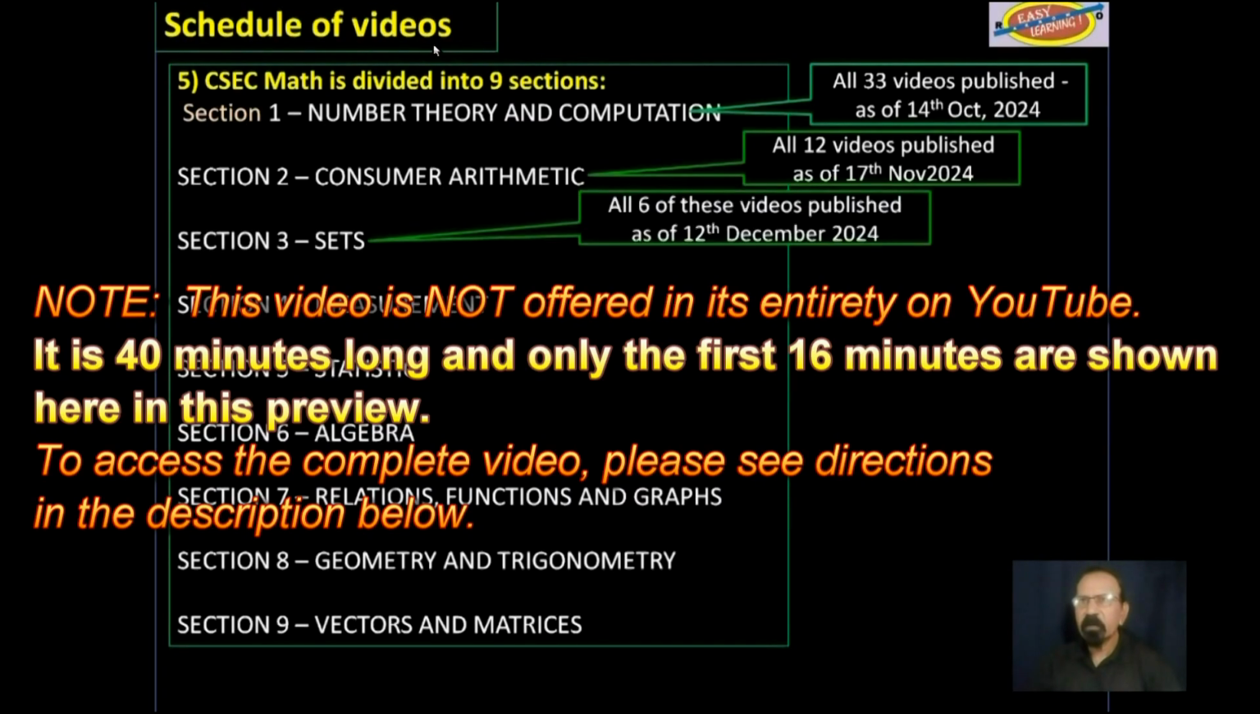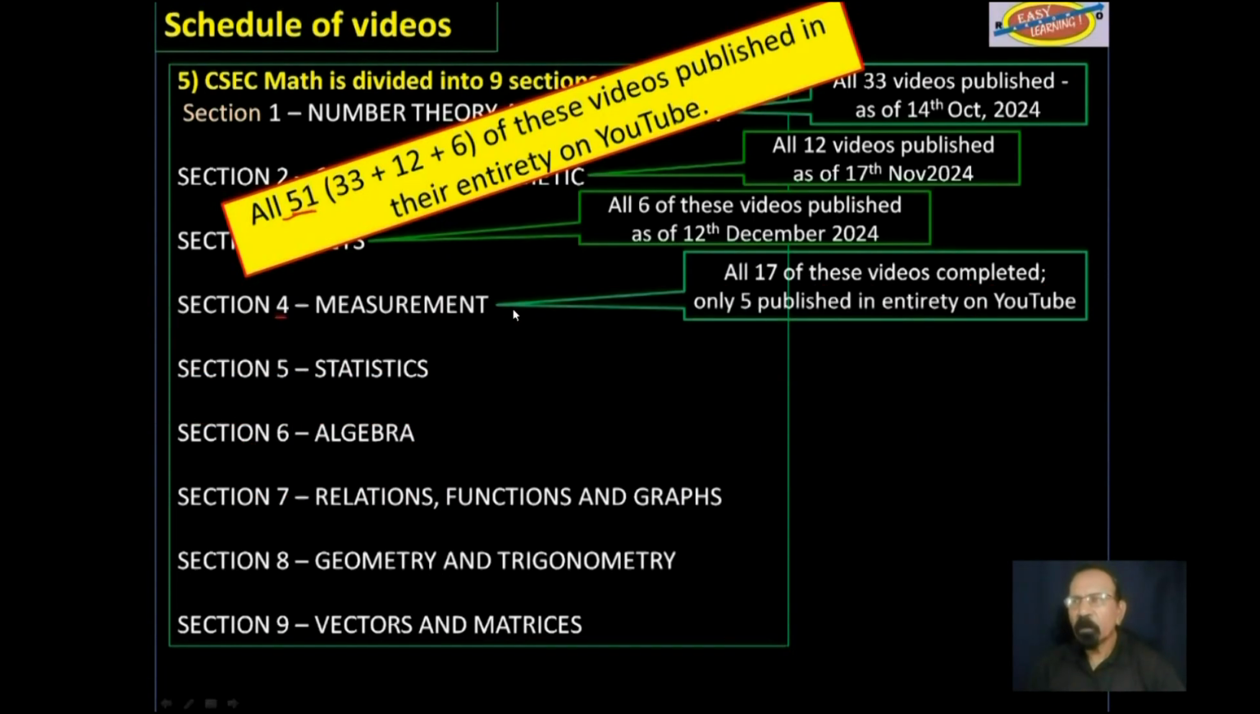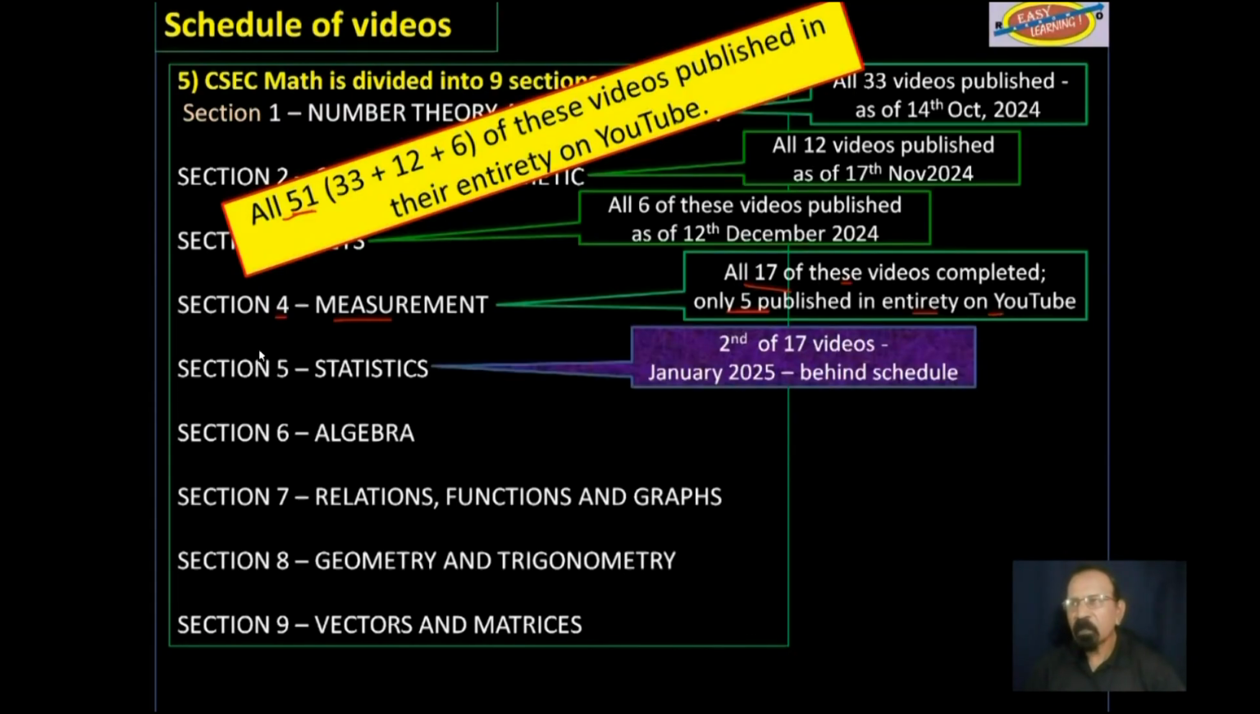Schedule of videos. Those 51 videos from sections 1, 2, and 3 are all available on YouTube in their entirety. Please make good use of them. Section 4, measurement: these 17 are all finished, but only 5 are published in their entirety on YouTube. We are now at section 5, statistics. This is the second of 17 videos.